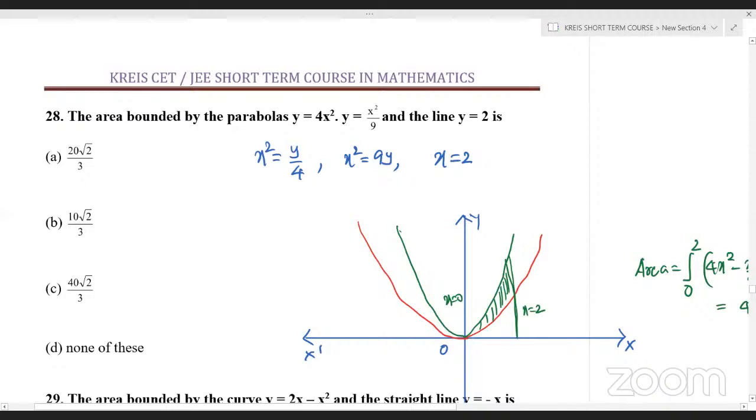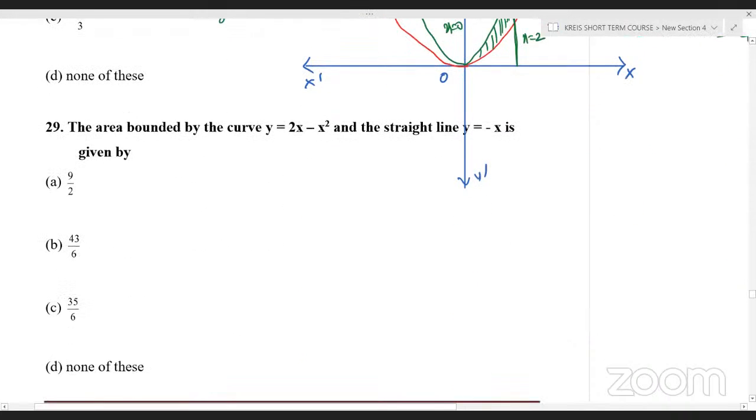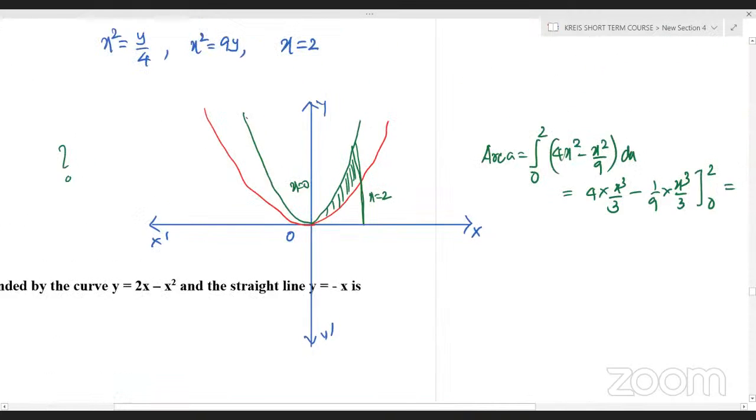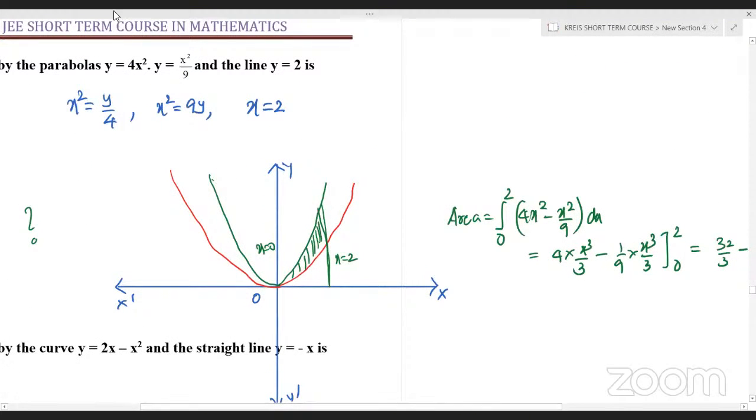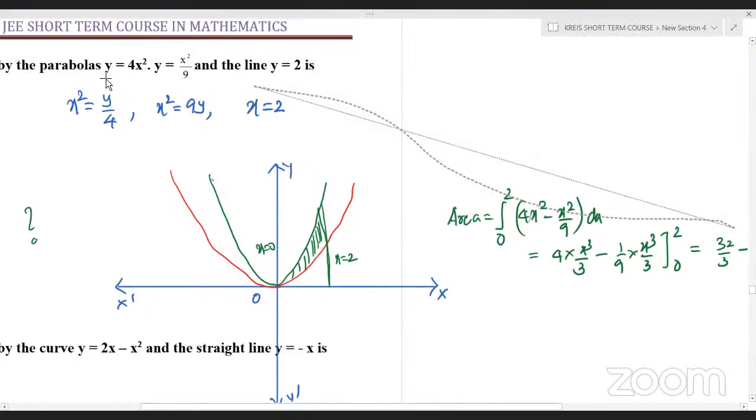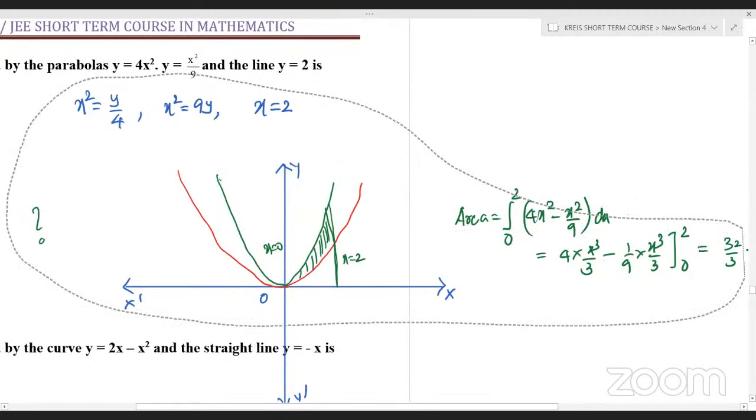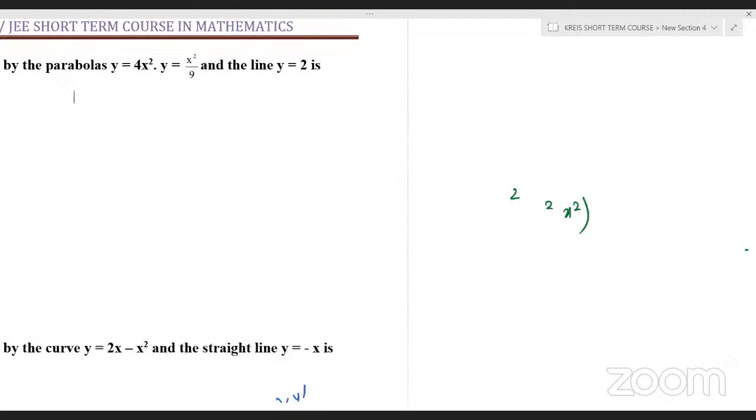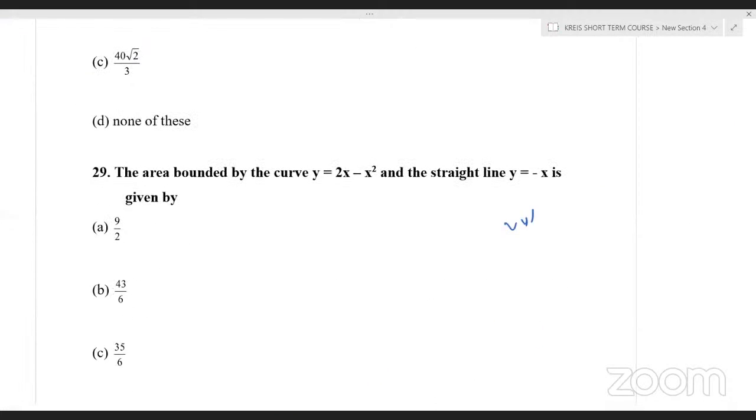So maybe, all right, the answer is not coinciding for this one. We will check this. We will go to question number 29. We will take that later. Area bounded by the curve. So I'm going to remove this one. We will take up that afterwards. Let us say 27th question.